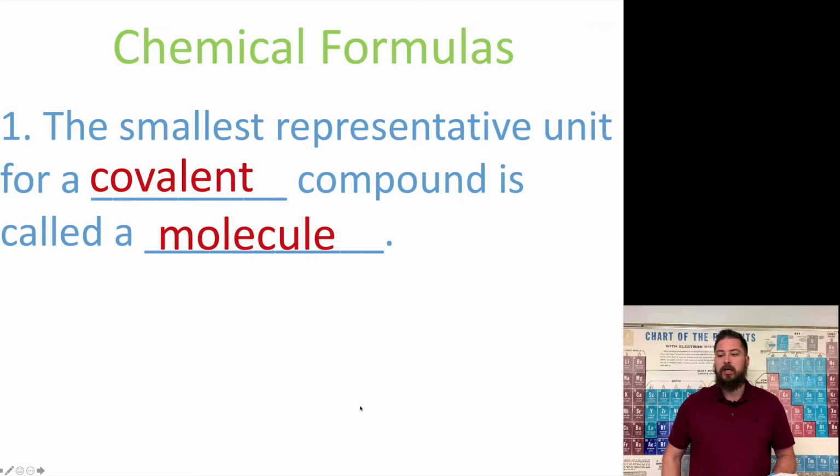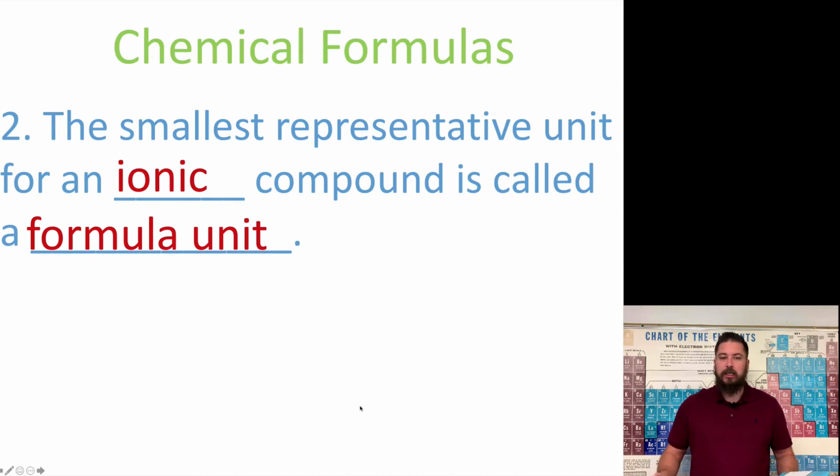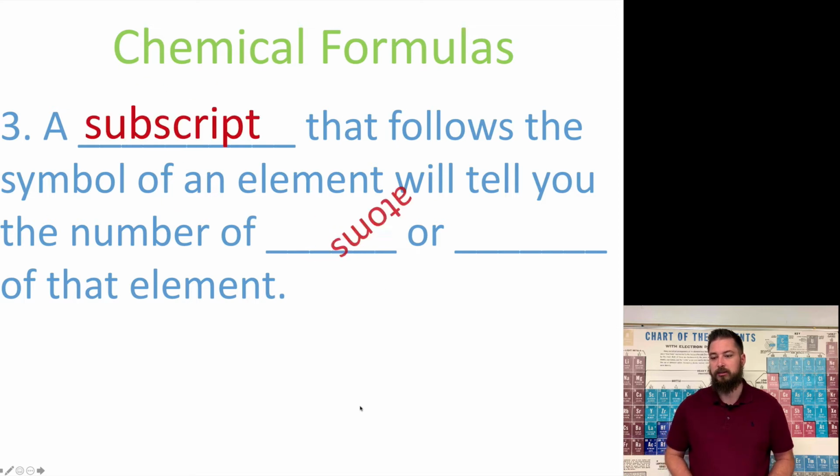Now, the smallest representative unit for a covalent compound is a molecule, and we talked about that. So we call covalent compounds molecules, and it's just one single unit. For ionic compounds, though, we call them formula units. So if we had a single sodium chloride, that is a formula unit of sodium chloride. Again, next unit we get more into that. The point here is that ionic compounds we call formula units, covalent compounds we call molecules. Mathematically, we treat them the same. So we'll learn more about those next class, our next unit.